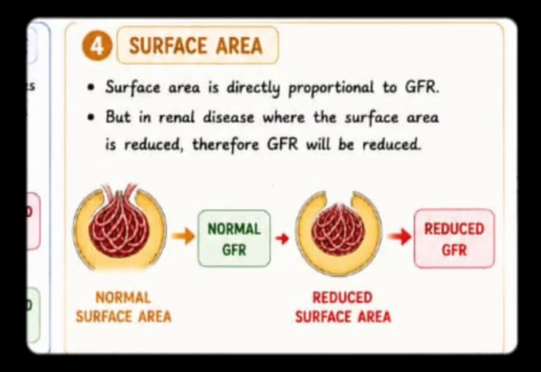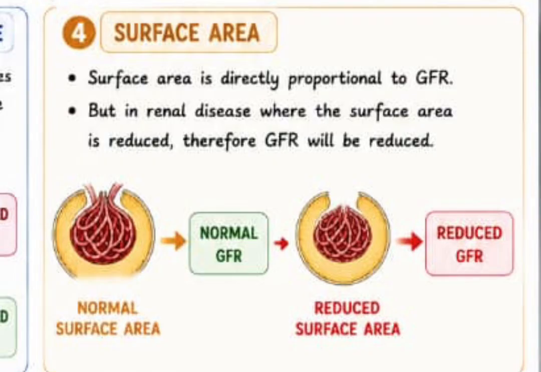Surface area. So the surface area is directly proportional to the GFR. Are you getting now? In renal disease, when the surface area is reduced, the GFR will also reduce. Remember, for you to filter, you have to increase the surface area. Why? So that much more ionic and non-ionic substance will find a way to get filtered. But when you reduce surface area, it will take time for most of them to pass through.